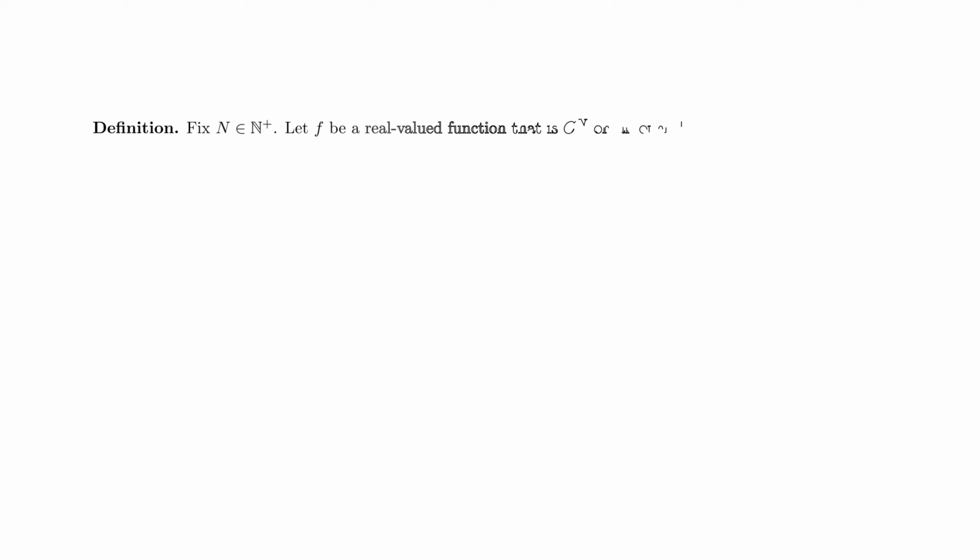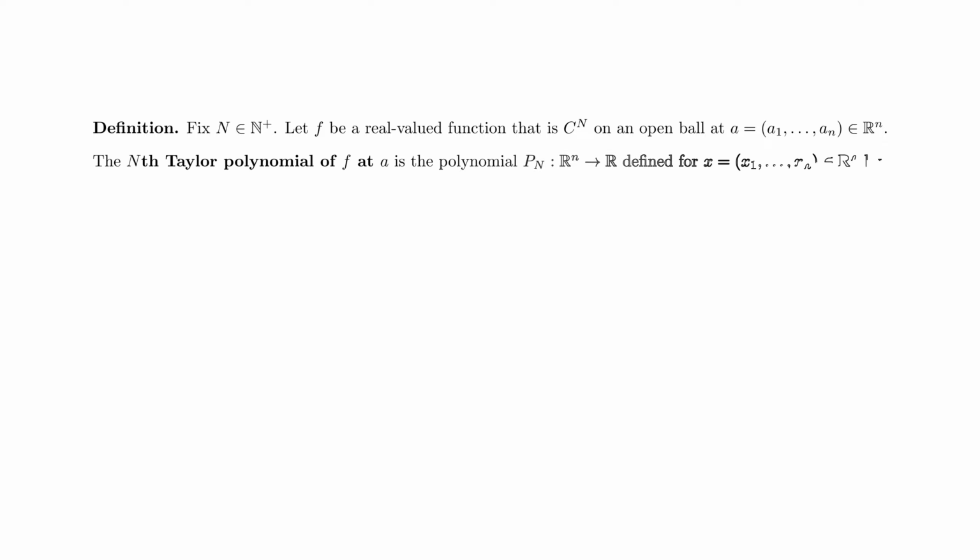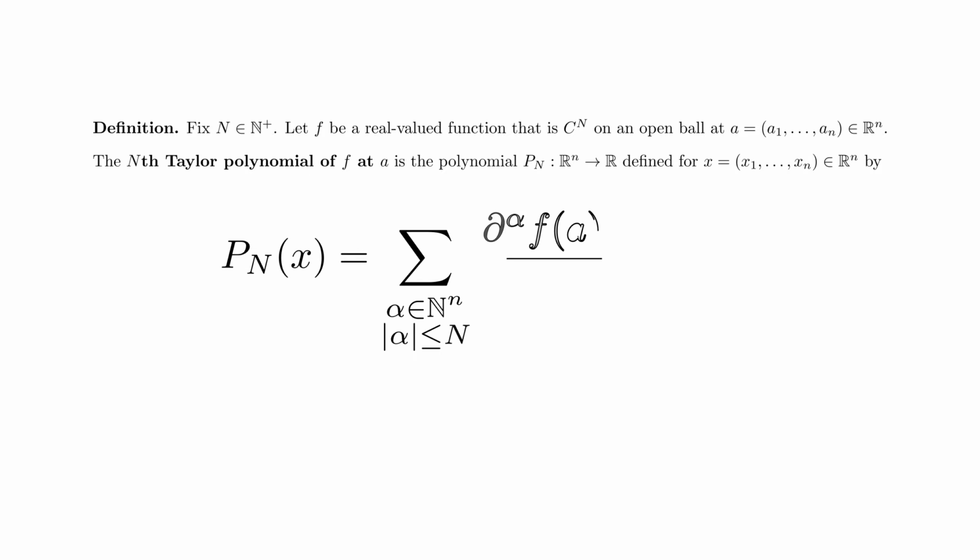There are many valid definitions. Here is one. Fix a positive integer n. Let f be a real valued function that is C^n on an open ball at a point A in n-dimensional space. In other words, all the partial derivatives of f up to order n exist and are continuous on this open ball. The nth Taylor polynomial of f at A is the n-variable polynomial, denoted p subscript n, defined for all x in R^n by the following formula.